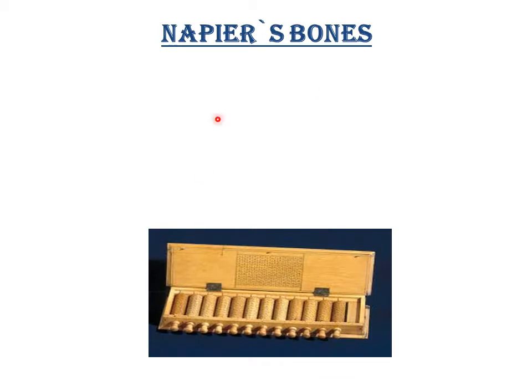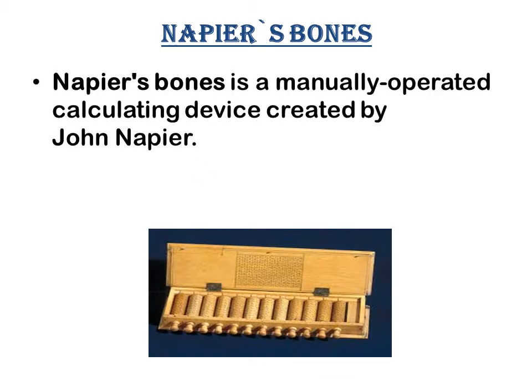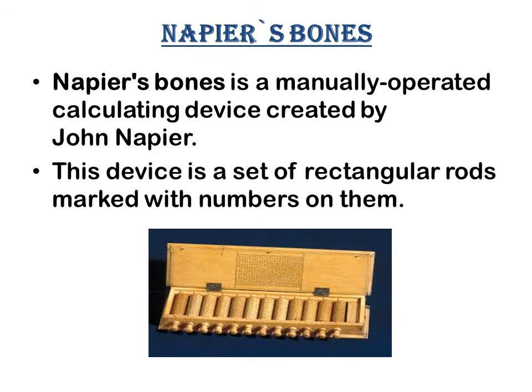Now, Napier bones. Napier bones is a manually operated calculating device created by John Napier. This device is a set of rectangular rods marked with numbers on them according to the picture.